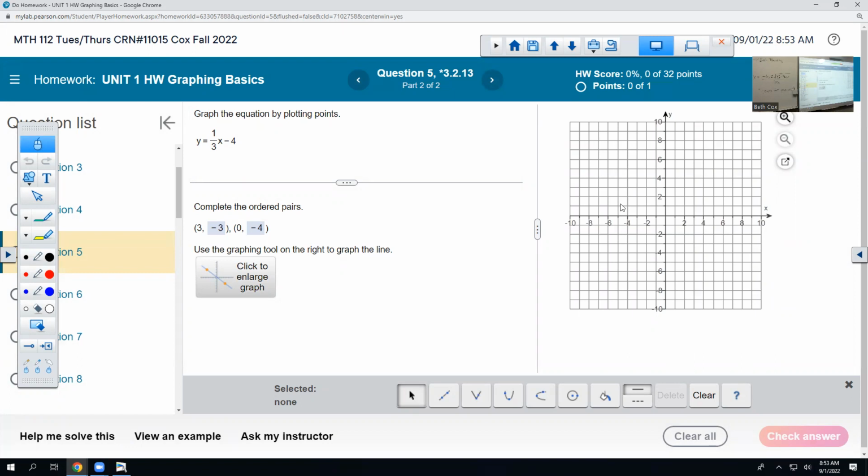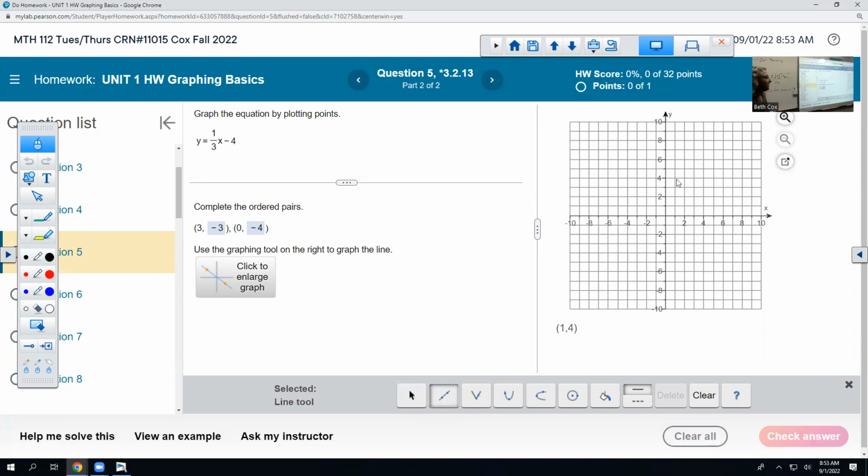If I don't know it's a line, then I'm going to get it wrong. I know it's a line, so I'm going to click on my line tool right here. If you hold your cursor there, it should hover. See, it says line tool. So I'm going to click on my line tool.